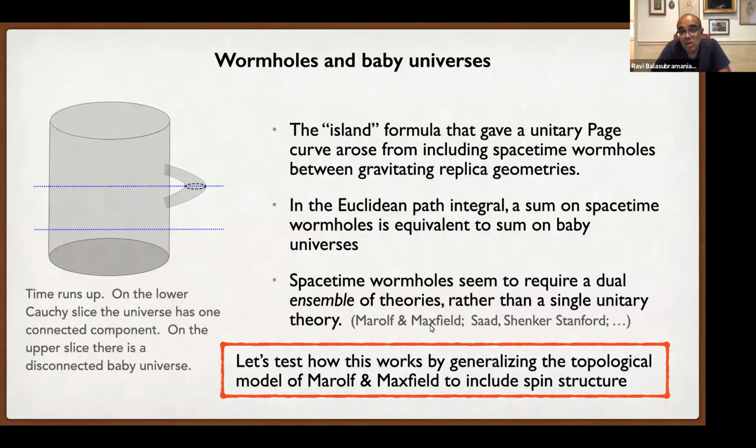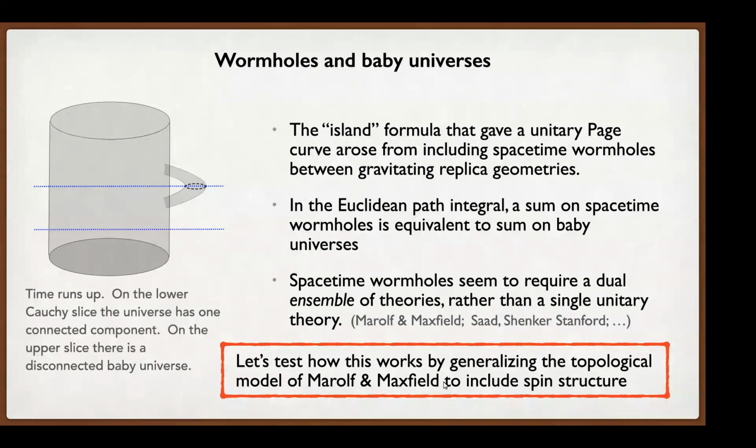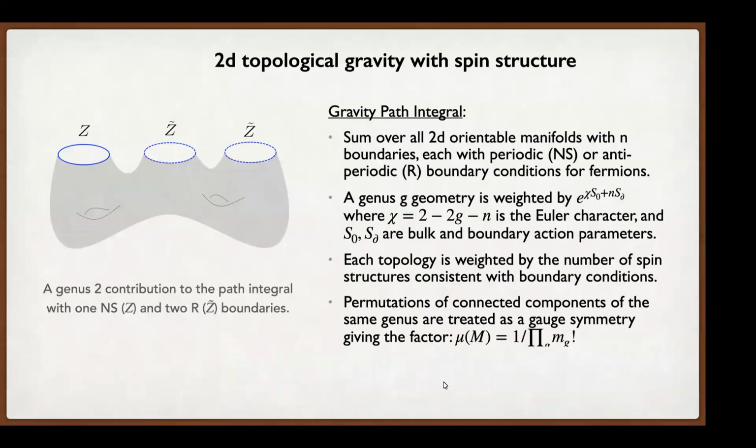So Marolf and Maxfield, Saad, Shenker, and Stanford, and others have tried to argue that this implies that you should describe this quantum gravity using an ensemble of theories. So I'm going to test a little bit how this works to try to clarify by generalizing the topological model of Marolf-Maxfield to include spin structure. This is going to go a little bit fast, but feel free to ask me questions afterwards. I'm just going to try to give you the overall outline of what happens.